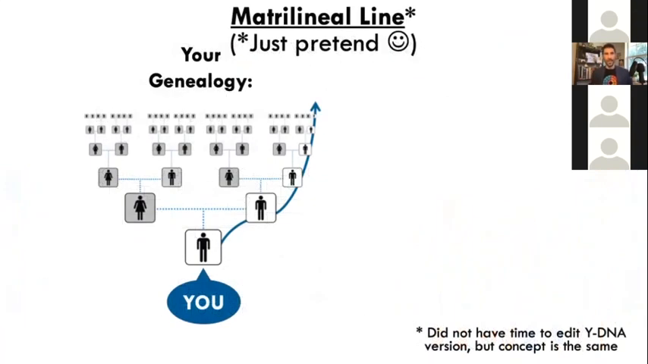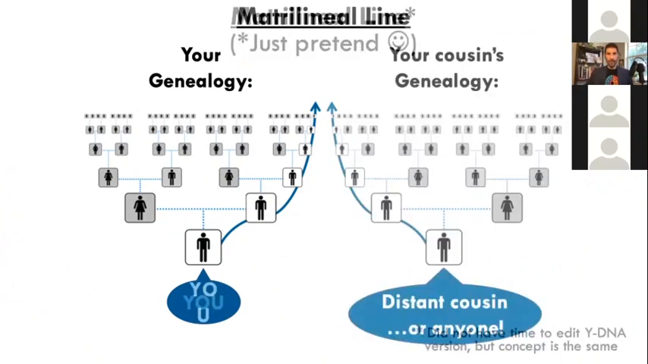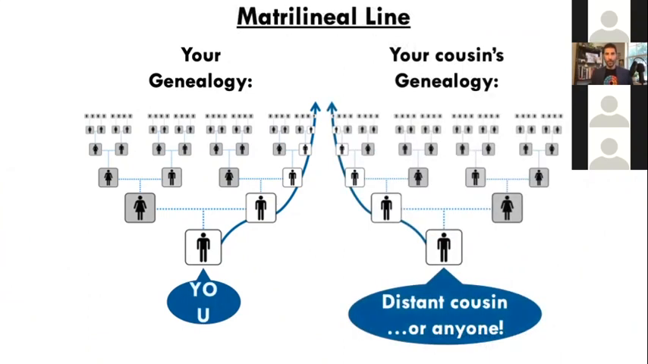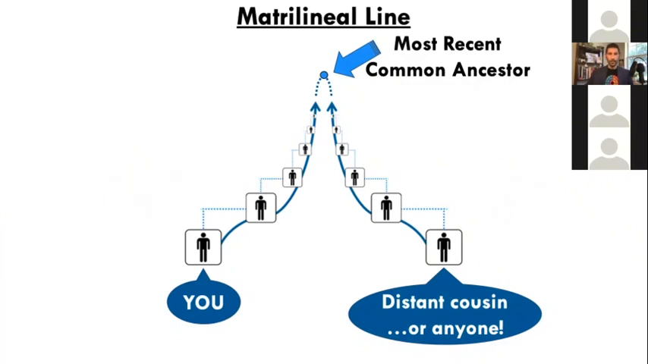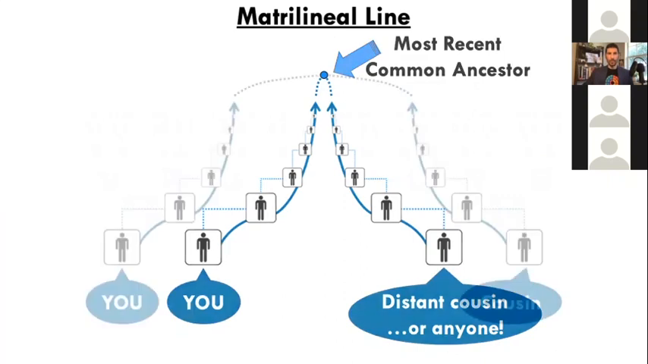I didn't have time to change this from a Y-DNA version, but the concept is the same. So let's just pretend that these are females and not males that I've labeled. As Miguel set up before, mitochondria are inherited matrilineally. And so if you have a distant cousin, you might match that person. And the idea behind the haplotree or the phylogeny of those sequences is that you share a most recent common ancestor at some point back in time. So the question is when that was and what traits that haplogroup shares.